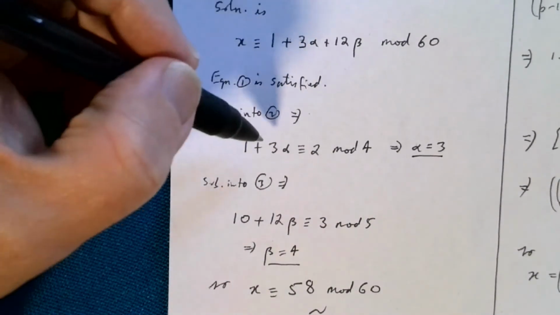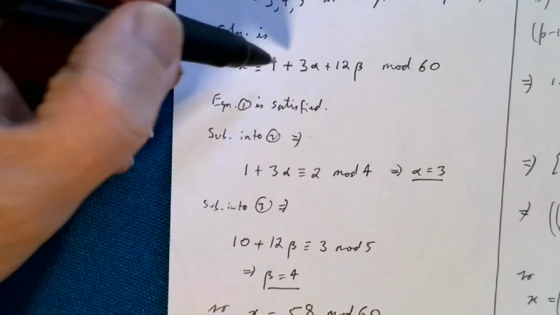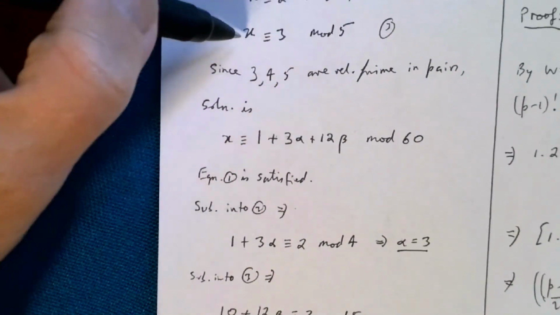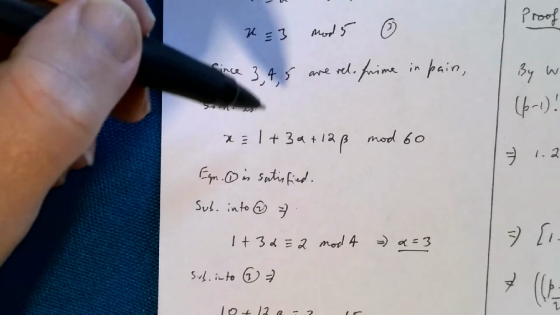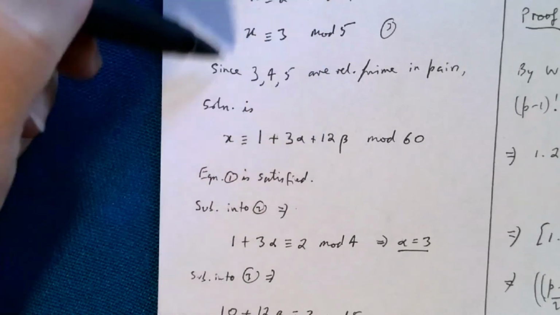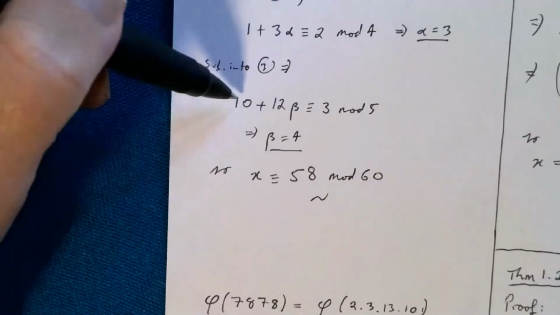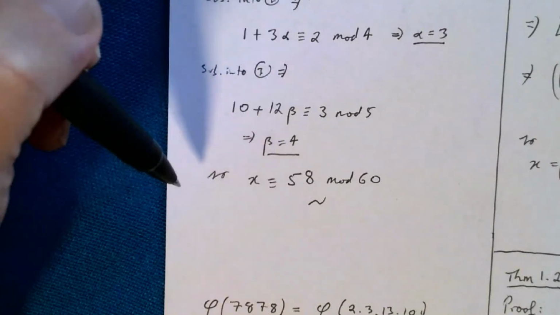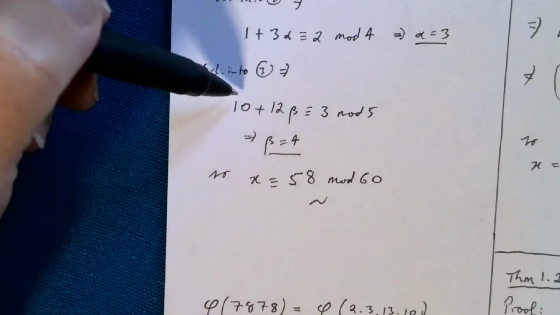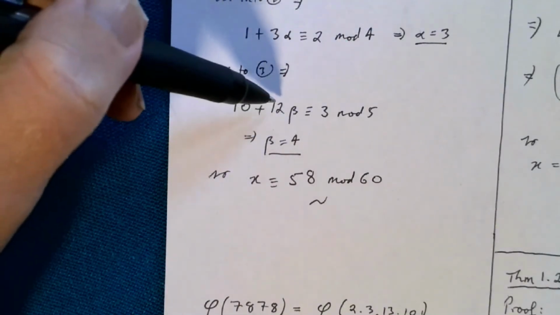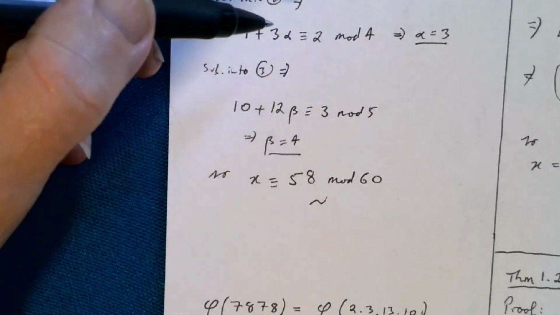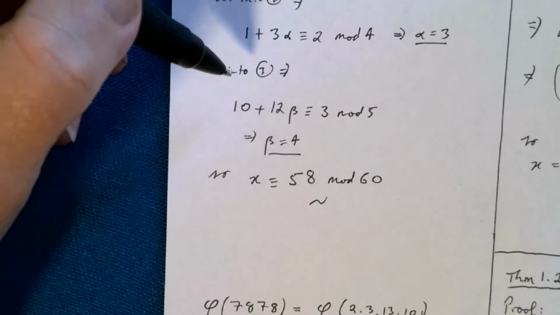Finally, I now know what alpha is, so alpha is 3, so that means this is 10 plus 12 beta, and I can plug this one back now into equation 3. So 1 plus 9 is 10, plus 12 beta, I should say, is congruent to 3 mod 5. And again, I can solve this pretty easily. Mod 5, that's 0. I can double both sides here. And I get beta is 4.